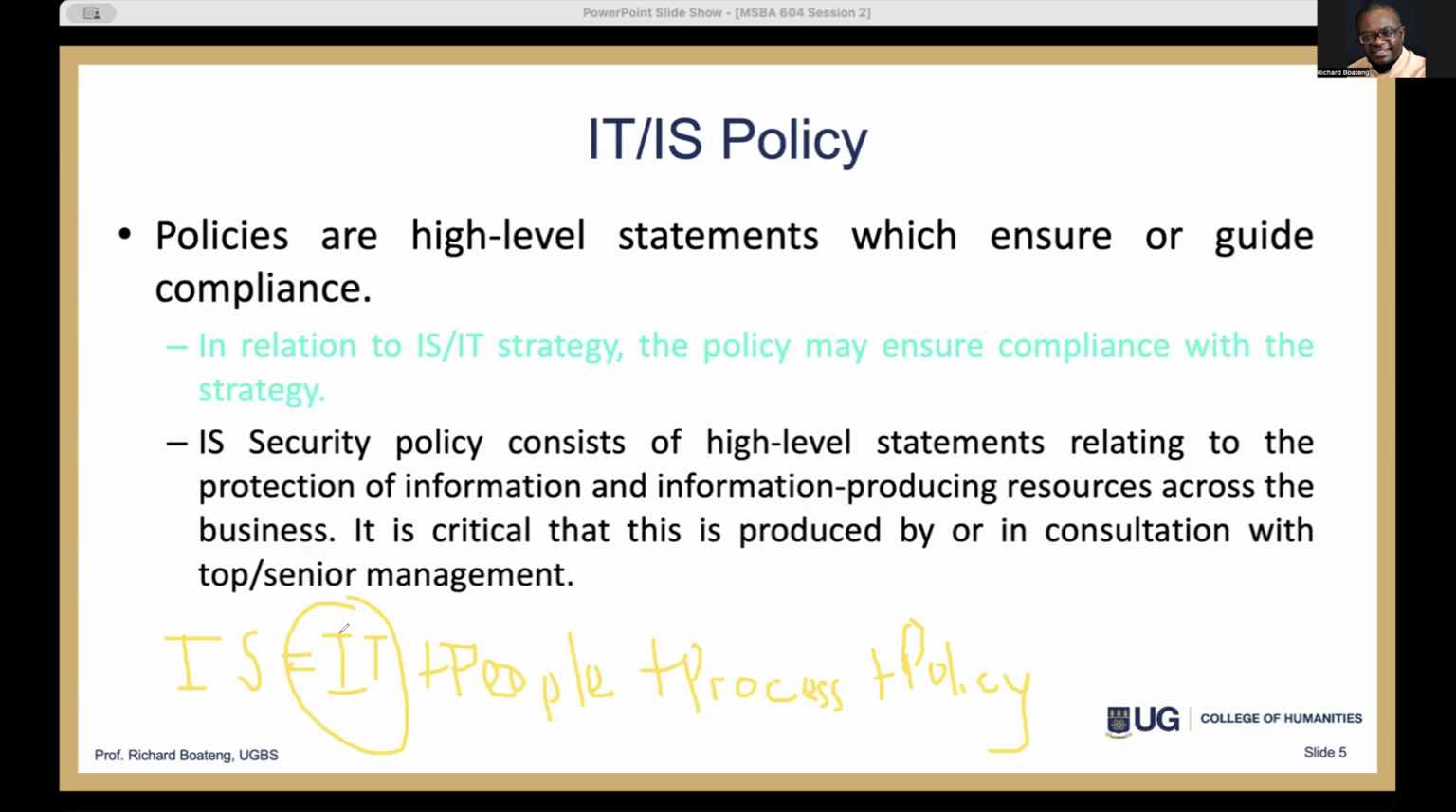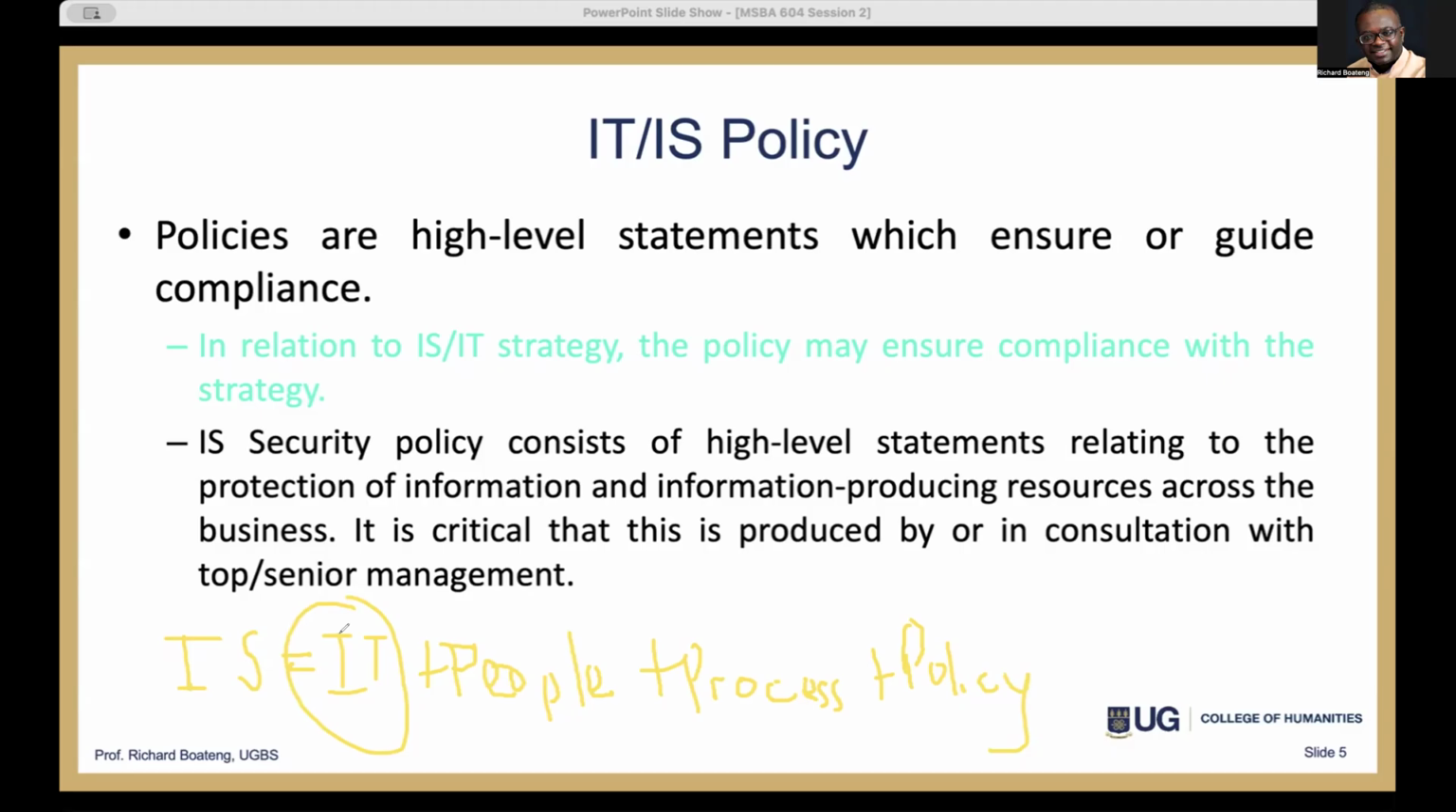So in effect, IS has a component of the technology, the people, the process, and the policy. So when you talk about information security policy, we are talking about those that focus on the security or the protection of the information and the information producing resources.